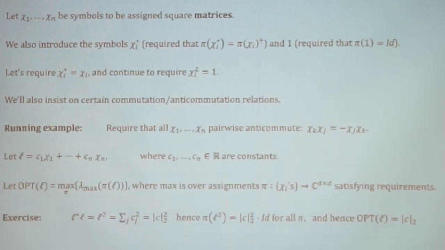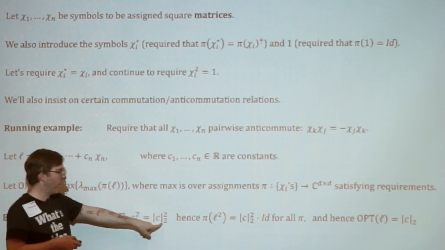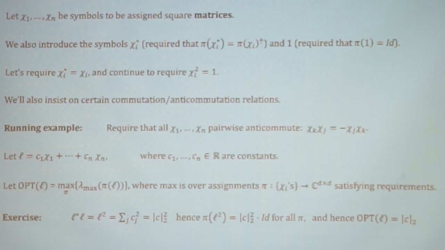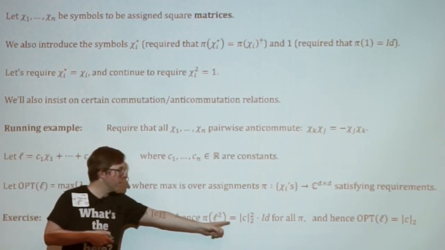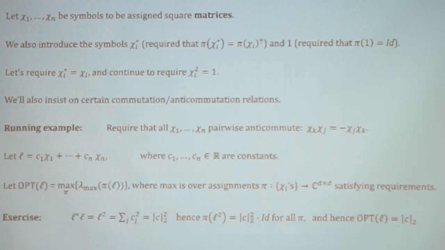So it's a funny situation. If you just formally expand the square of this, you get a number times the symbol 1, which is the squared 2 norm of the coefficients. And therefore, any assignment that satisfies all the requirements must map the square of this resulting matrix to this number times the identity matrix. So its largest eigenvalue will be this quantity.